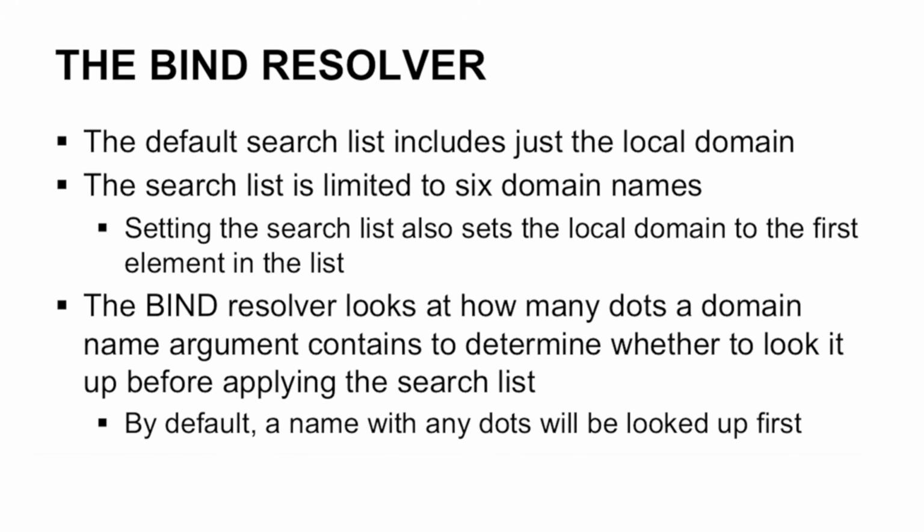The default search list includes just the local domain, and an explicit search list is limited to 6 domain names and 255 characters. If you're approaching that limit, there's a good chance that you're doing something wrong. The BIND resolver decides whether to look up an argument as is by checking the number of dots in the name. By default, if the name has at least 1 dot, it's looked up as is first, before applying the search list, but you can configure that threshold.